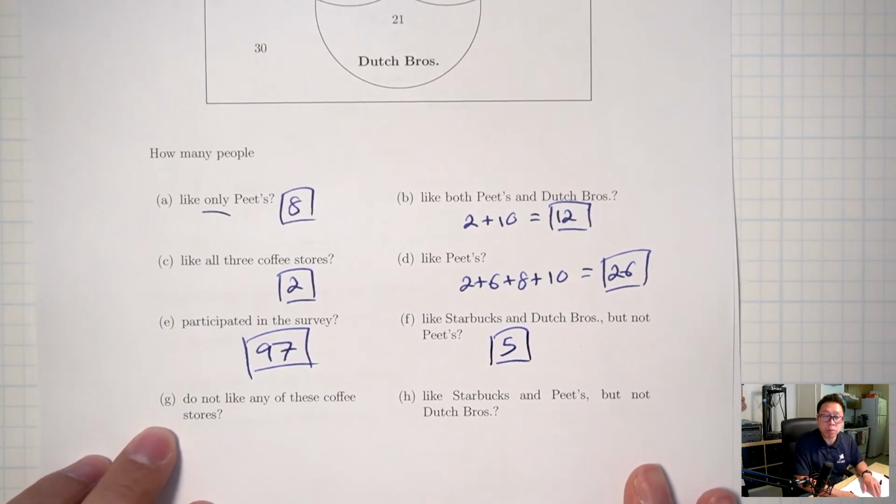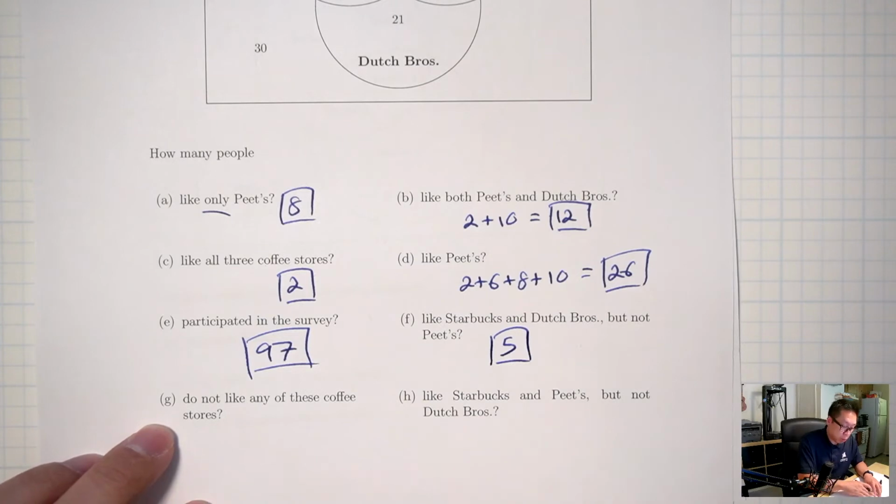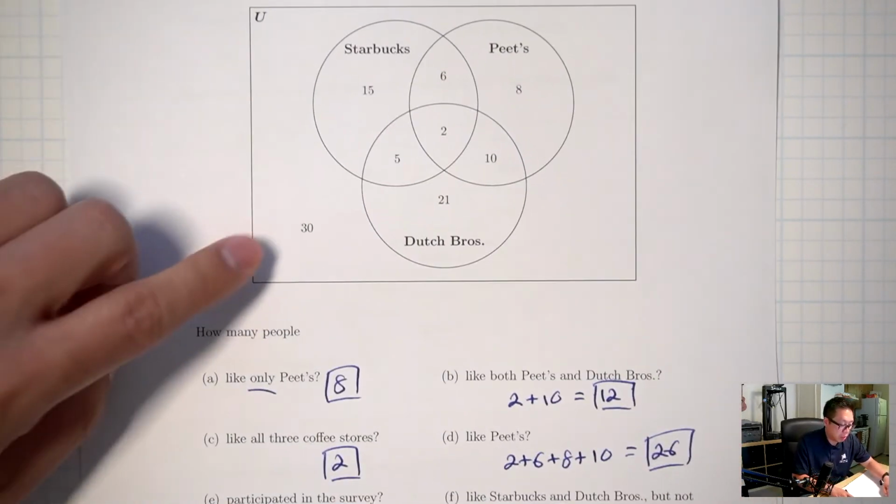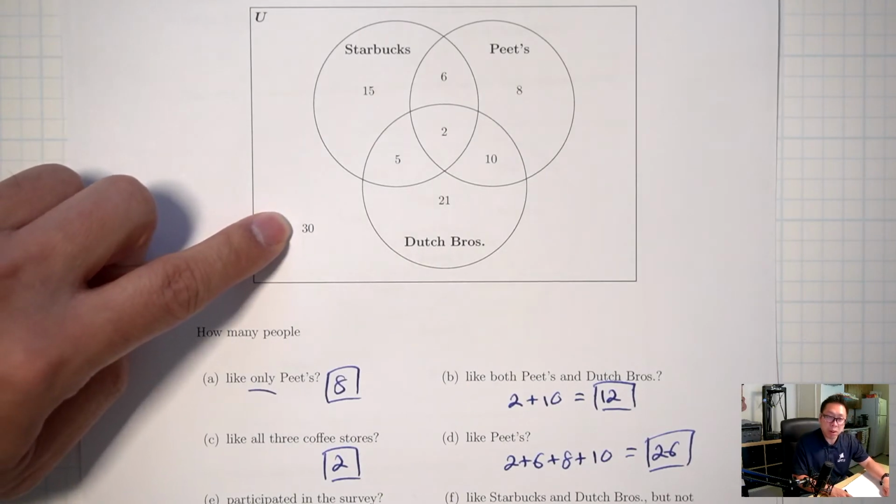Part G, how many people do not like any of these coffee stores? So if you don't like any of them, you're outside of everything. That would be the 30. Okay, you're outside of all the circles.